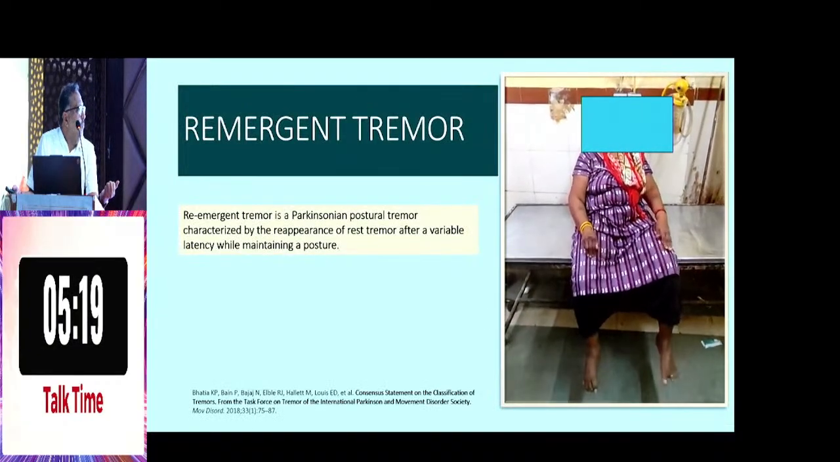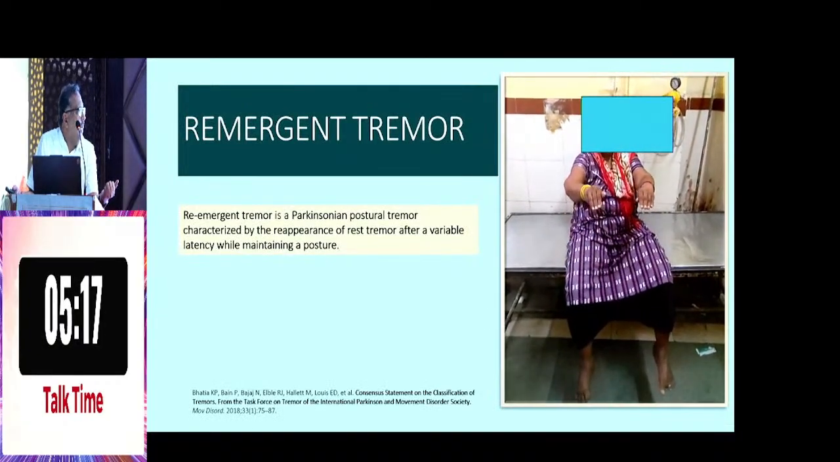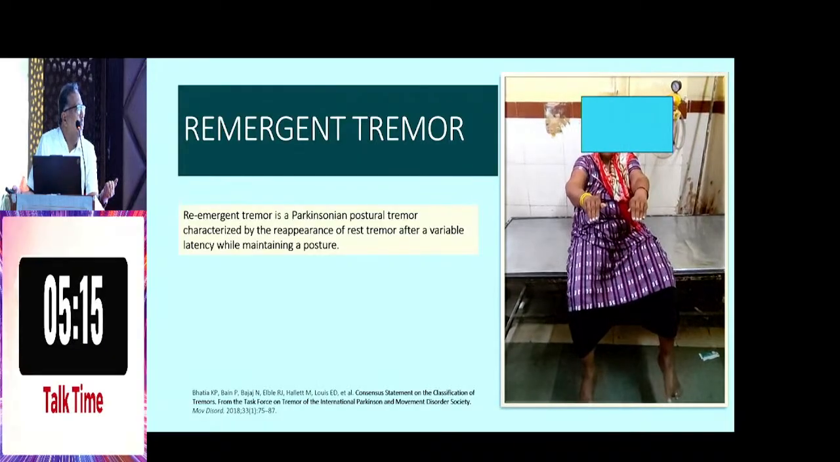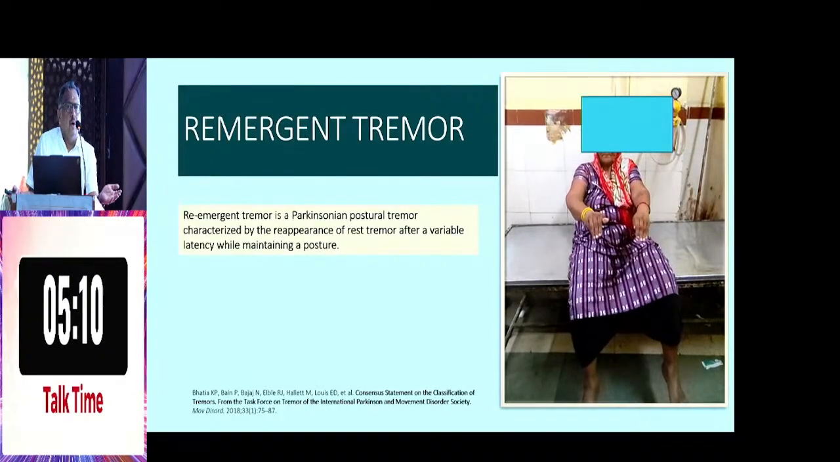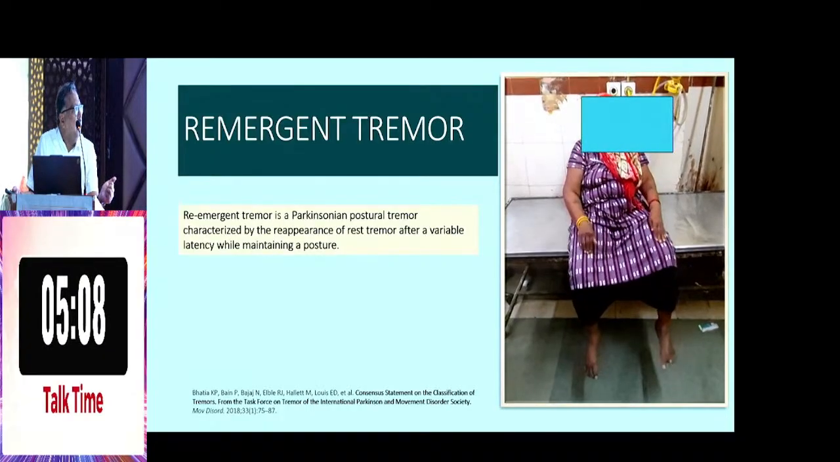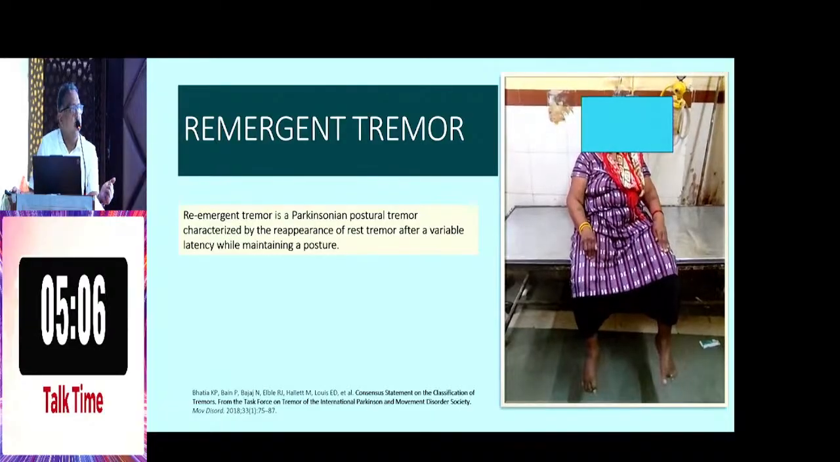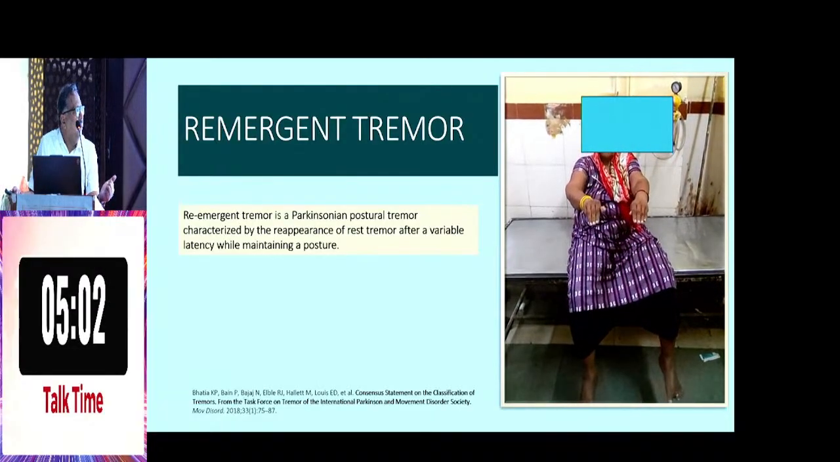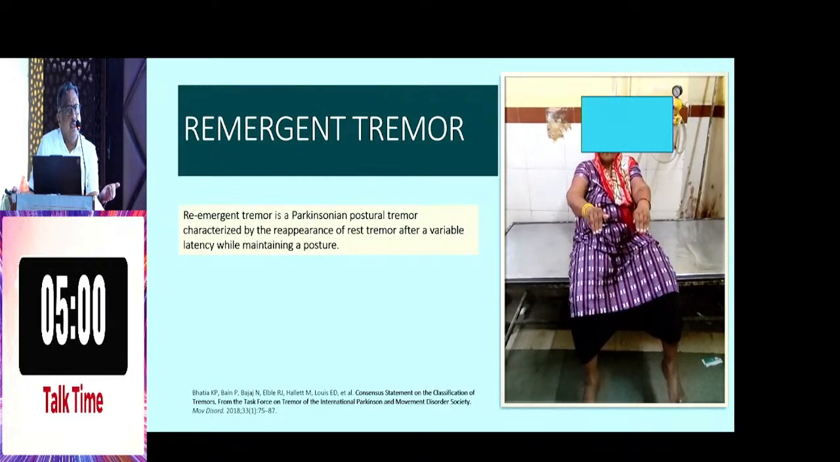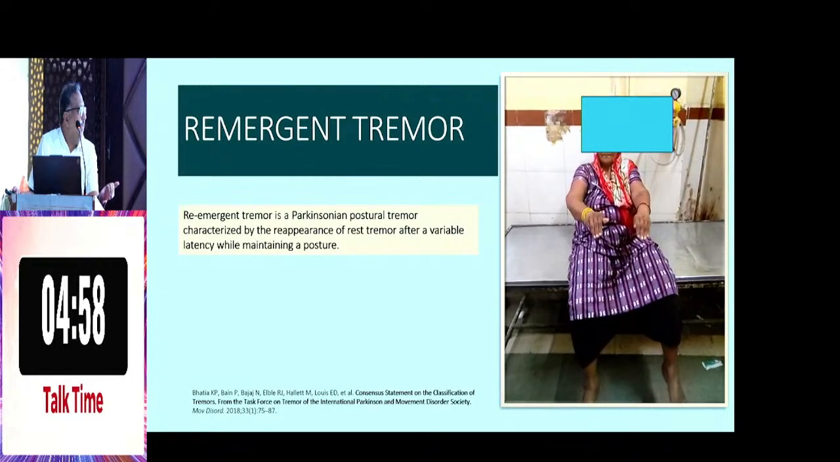So rest tremor is a Parkinson postural tremor characterized by reappearance of rest tremor. These tremors usually disappear with voluntary activity, but again on reposture they reappear. In this case, it appeared again. Disappeared, now again appears. This is the rest tremor of Parkinson. So it's called the re-emergent tremor.